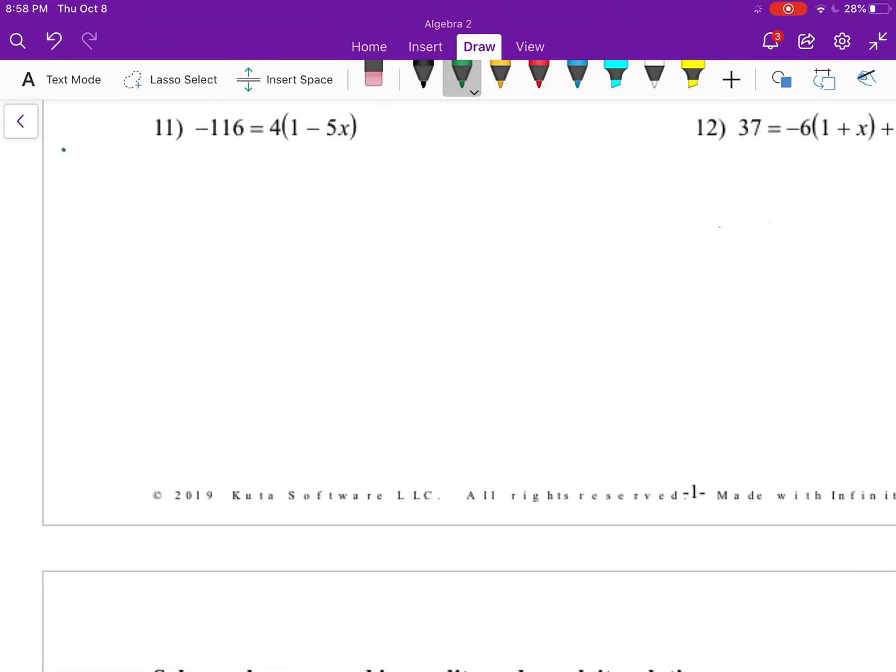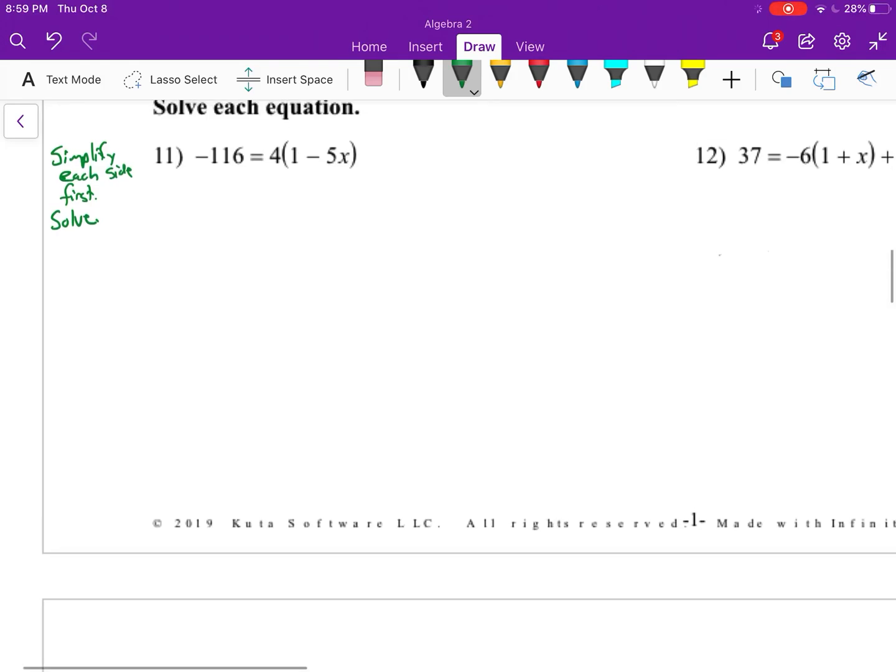And this is very old to you. You've done this for a few years. And then you're going to solve by getting x by itself, by adding or subtracting things to both sides and dividing or multiplying. So first we want to simplify each side.